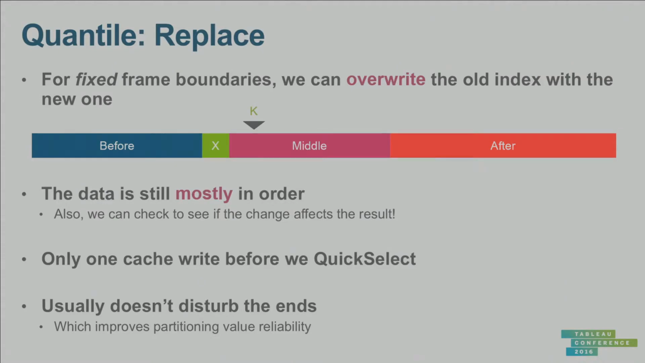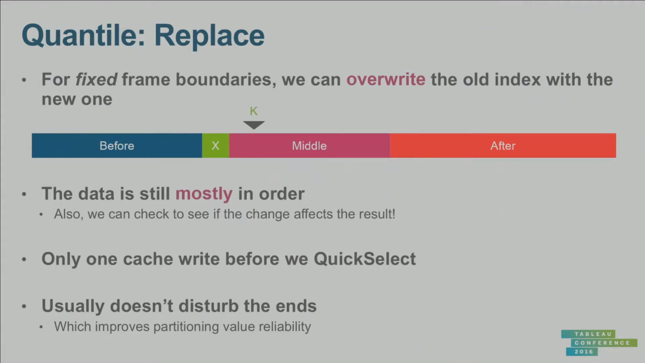Not only that, but when we put the new value into the old position, we can check to see if it actually changed the median. If it's on the right side of the median that we're looking for, we don't have to do anything. Okay, so this cuts down the number of cache writes and just becomes very efficient.